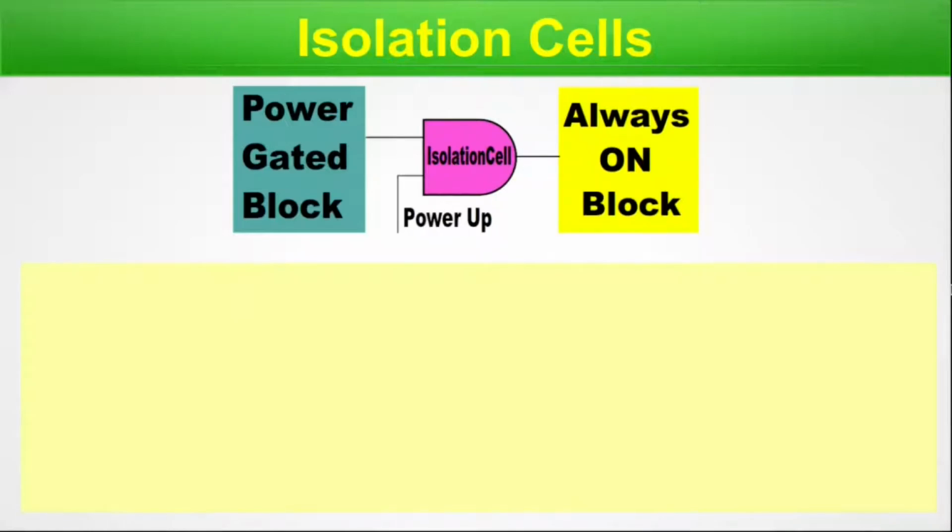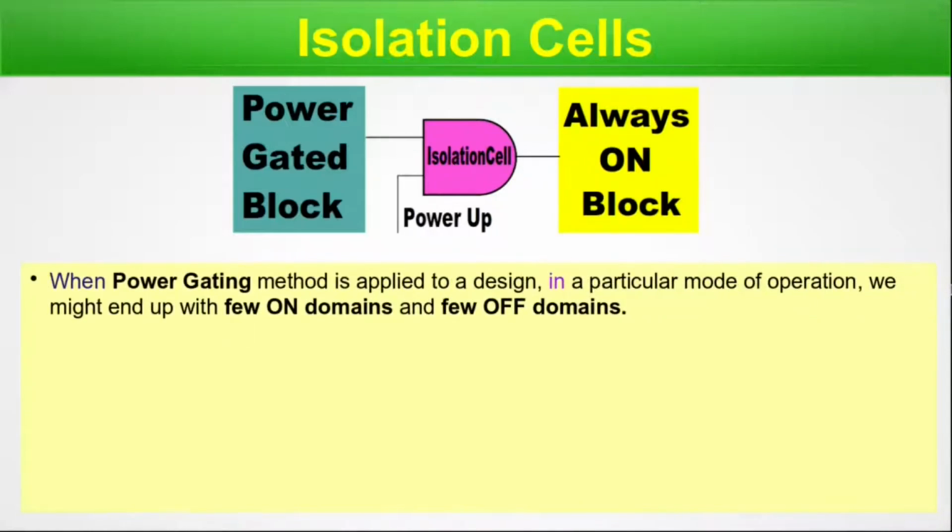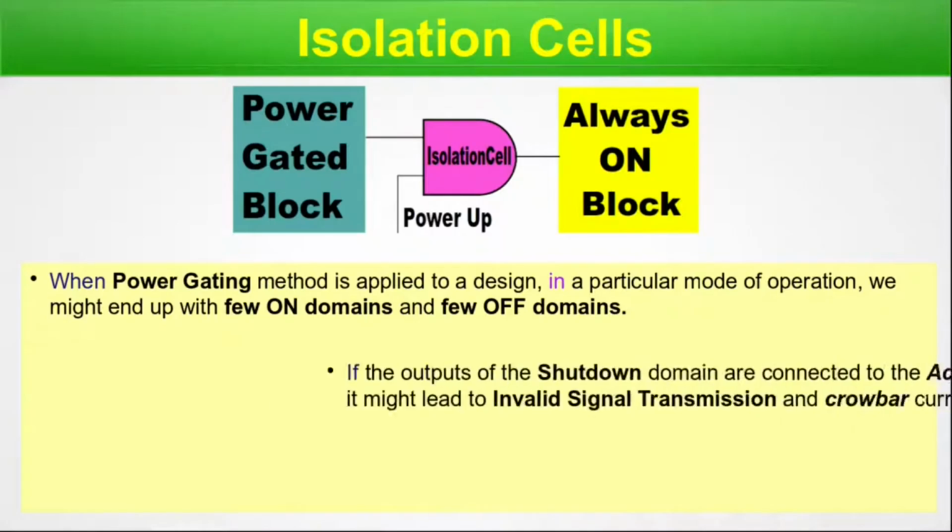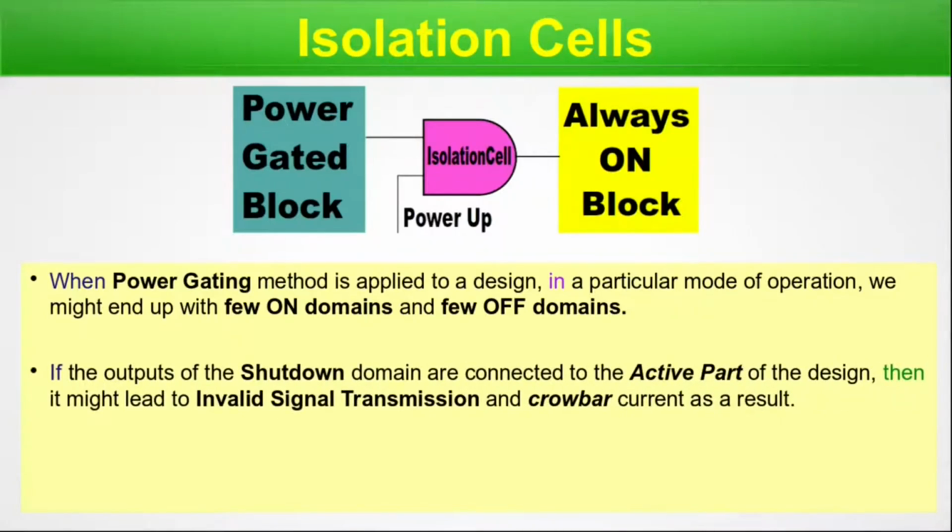Now let me bring up the text. When the power gating method is applied to a design in a particular mode of operation, we might end up with a few on domains and a few off domains. If the outputs of the shutdown domain are connected to the active part of the design, then it might lead to invalid signal transmission and crowbar current as a result.